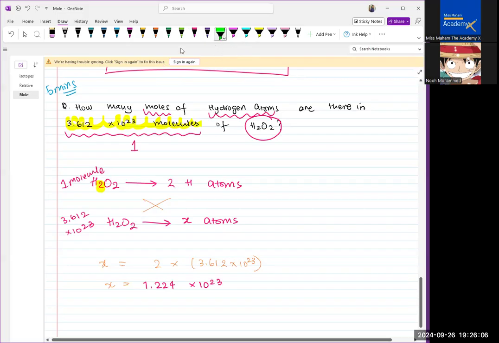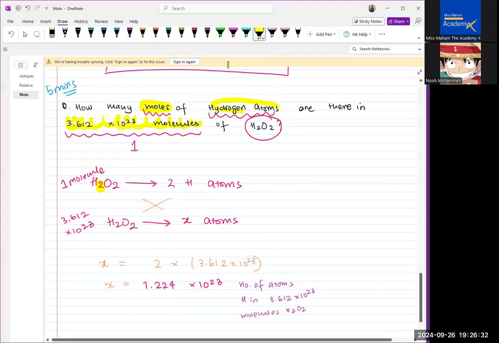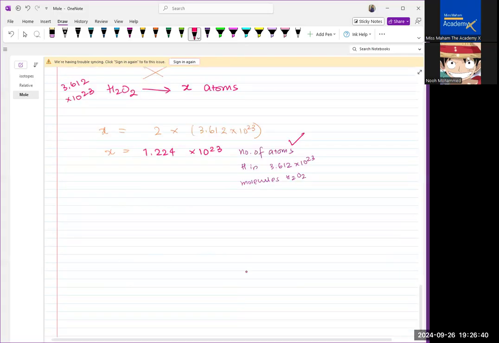And what is this X? These are the number of atoms of hydrogen in 3.612 into 10 to the power 23 molecules of H2O2. सही है? We're still not done with the question. The question is asking us the number of moles in the number of hydrogen atoms in this many molecules. So we have the number of hydrogen atoms in this many molecules. Now the second step is to calculate the number of moles in these atoms, right?